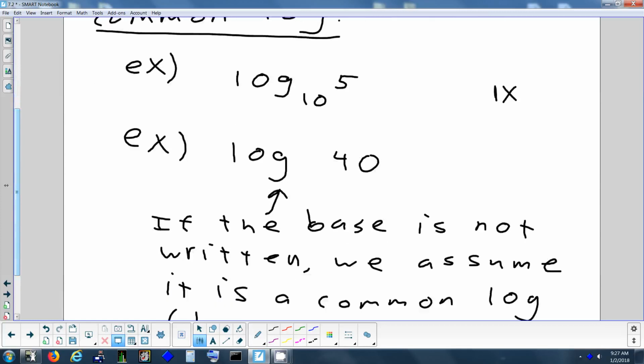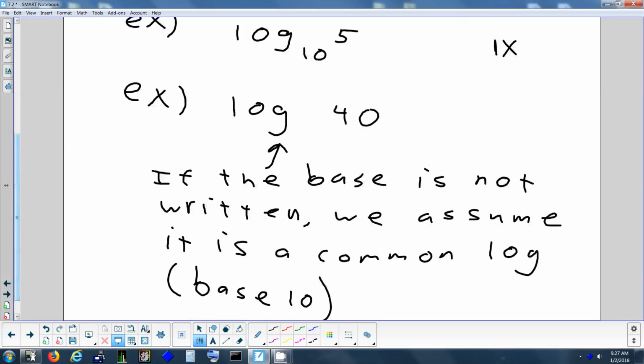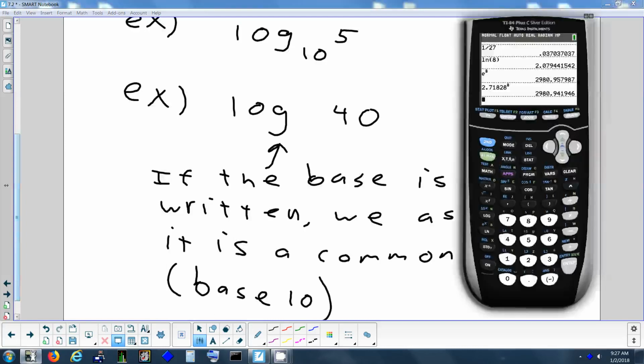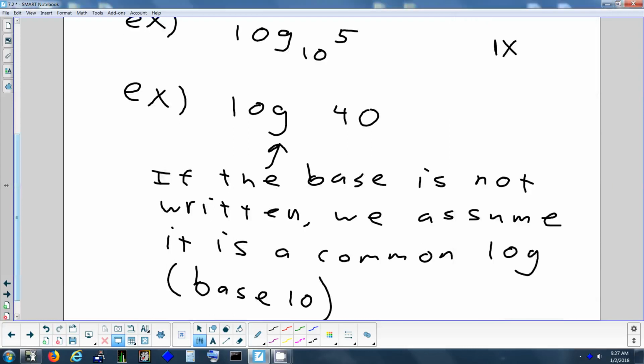If the base is not written, you assume the common log. And that's how the calculator does logs as well. If I press the log button on the calculator and I type in 40, it's not going to put base 10 on it. It's going to assume that that's what I want. So if I want the log of 40, I just press log 40. And the calculator automatically just gives me the log of 40 using base 10.